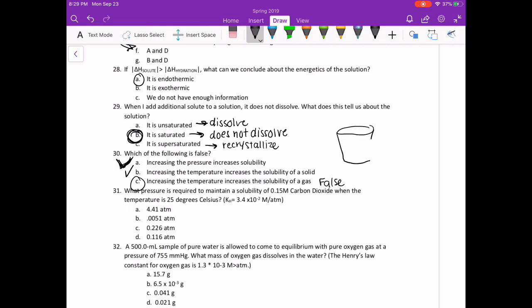So here's me just drawing a little soda, here's little CO2s. As you leave it out, they're able to leave, right? Because they decrease solubility.